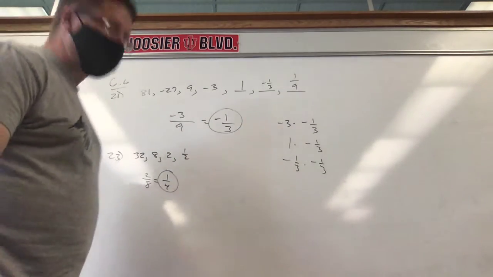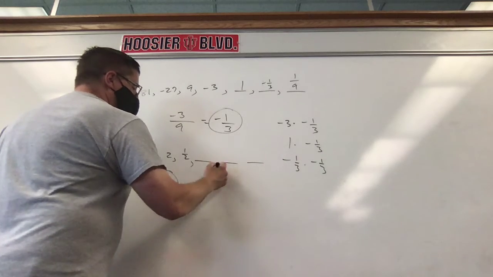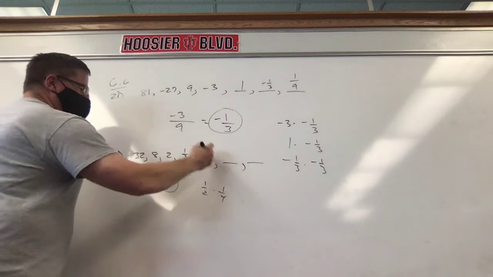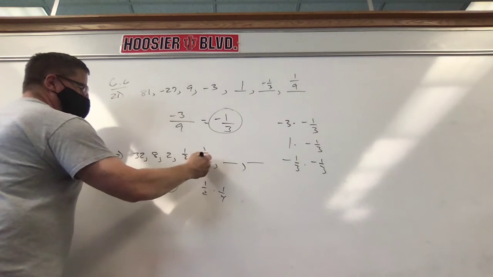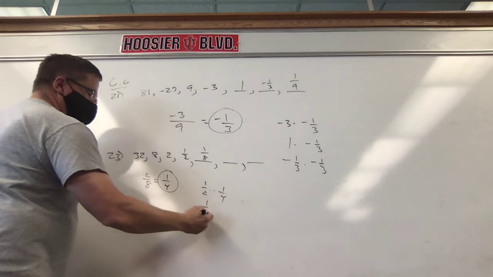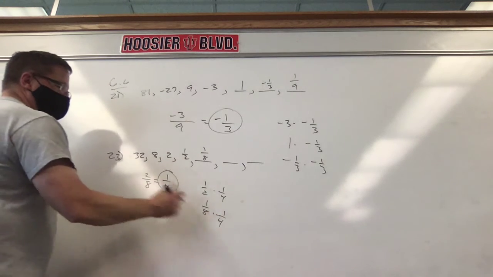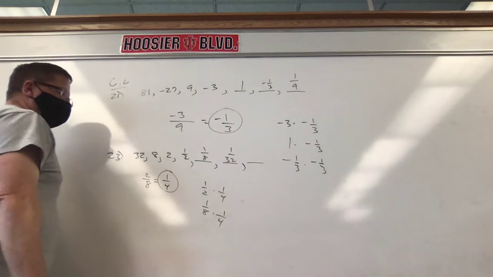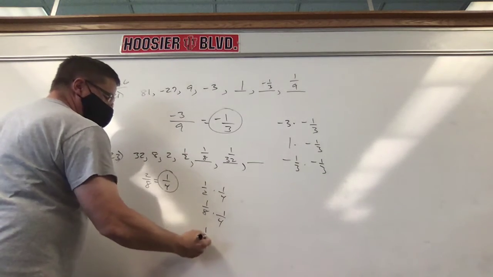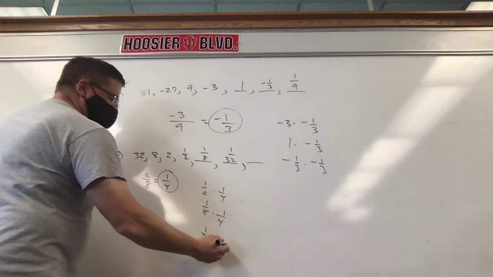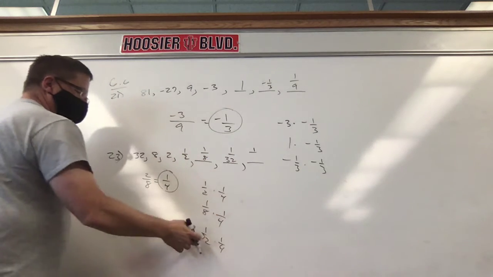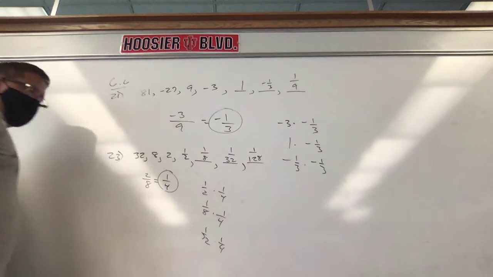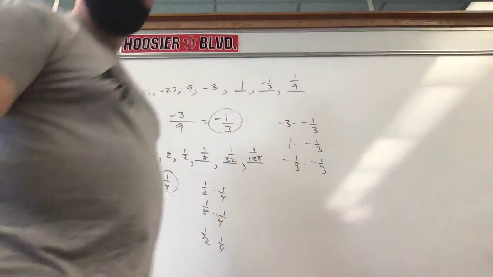So again, to find the next 3 numbers, we take 1/2 and multiply it by 1/4. Tops, 1 times 1 is 1. Bottoms, 2 times 4 is 8. To find the next one, 1/8 times 1/4 again. 1 times 1 is 1. 8 times 4 is 32. To get the last one, take 1 over 32 and again times by 1/4. 1 times 1 is 1. 4 times 32, I don't expect you to do that in your head, but it is 128. And then they ask you to graph them.